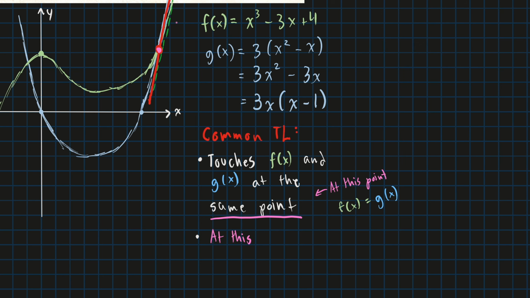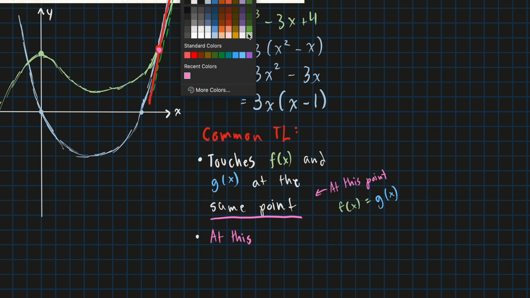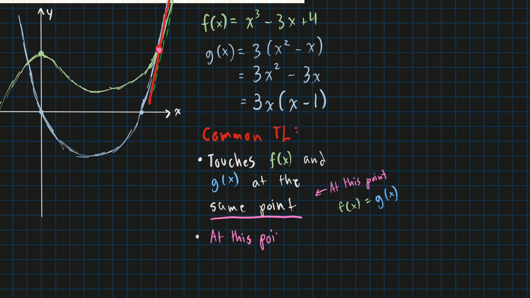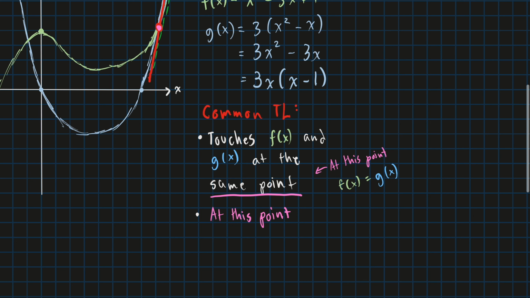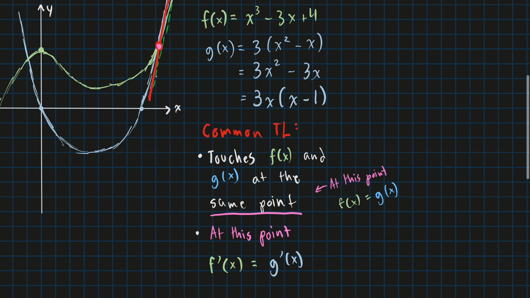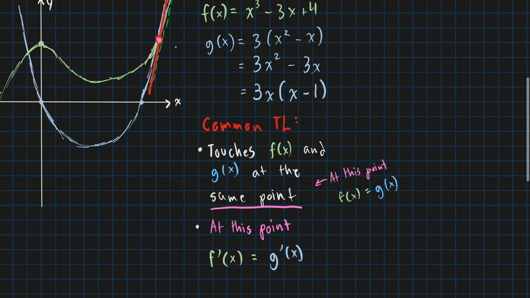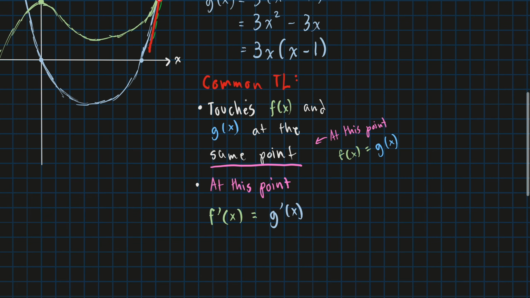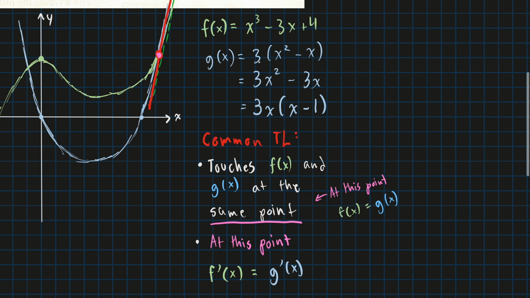because the tangent lines have the same slope, we know that f prime of x, which is just the slope of the tangent line to f of x, is equal to g prime of x. Right? Because that's just the slope of the tangent line to g of x. And we know that they have the same slope because it's a common tangent line. So we have our f prime of x and g prime of x here.